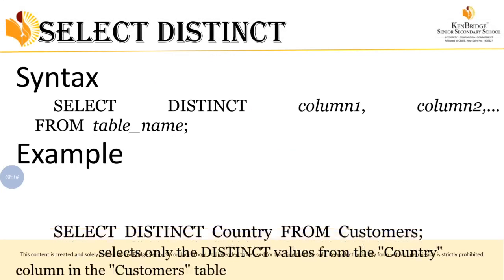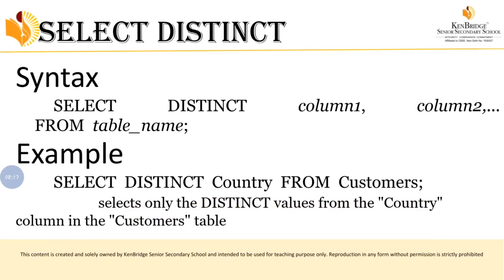So here is an example for the select distinct statement. Just look at the example. Select distinct country from customers. It will select the country attribute from the customers table, but it will retrieve the distinct country values, not all country values. Distinct country values means different values, not the same value. So it will select only the distinct values from the country column in the customers table. Let's see the output of this query.